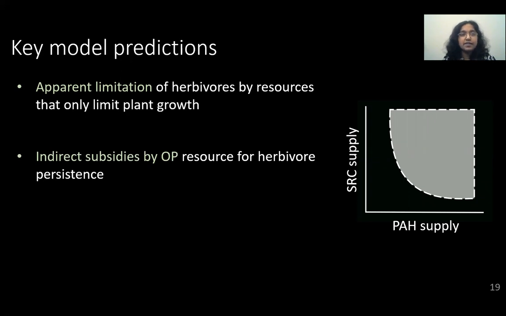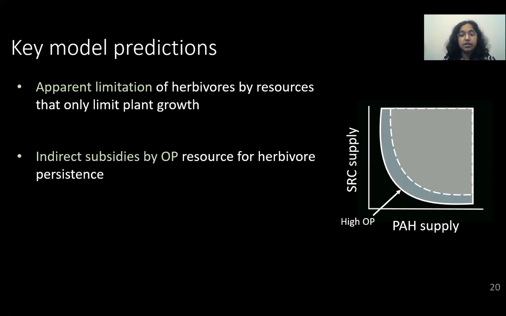For example, in terrestrial systems, this could mean the minimum thresholds of rainfall and nitrogen supply needed by an herbivore species. Our model predicts that increasing OP resource, such as phosphorus in terrestrial systems, lowers the requirement of other resources needed for herbivores to exist. This has important consequences for predicting changes in herbivore distribution in response to changing climate and resource gradients.